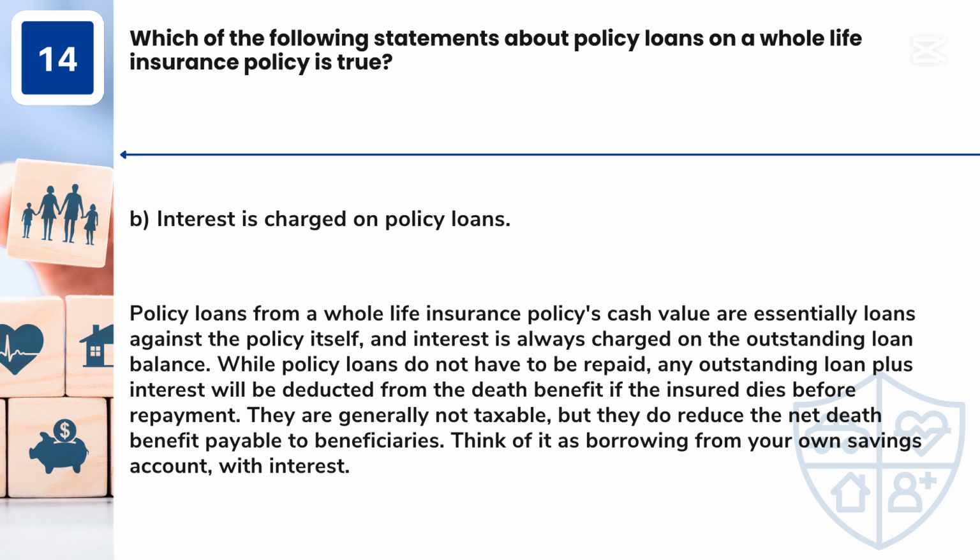Policy loans from a whole life insurance policy's cash value are essentially loans against the policy itself, and interest is always charged on the outstanding loan balance. While policy loans do not have to be repaid, any outstanding loan plus interest will be deducted from the death benefit if the insured dies before repayment. They are generally not taxable, but they do reduce the net death benefit payable to beneficiaries. Think of it as borrowing from your own savings account, with interest.